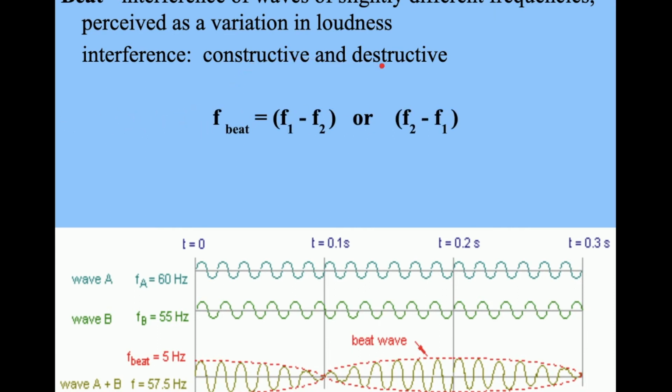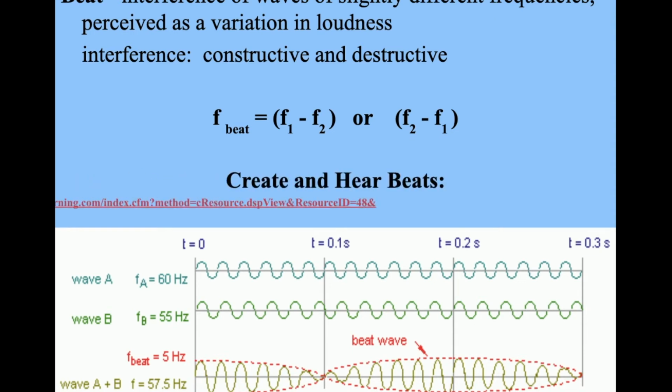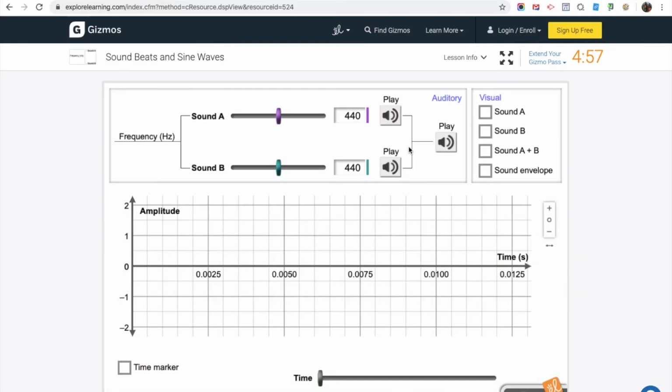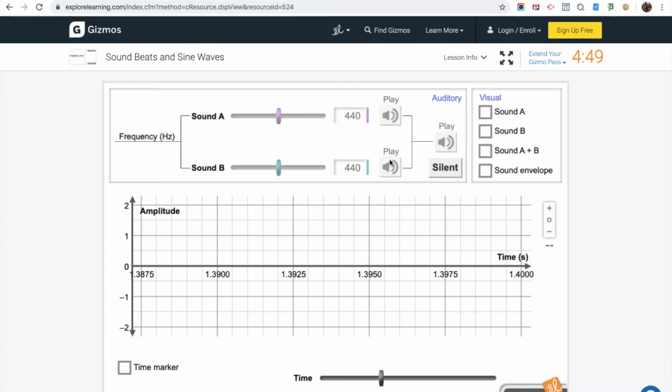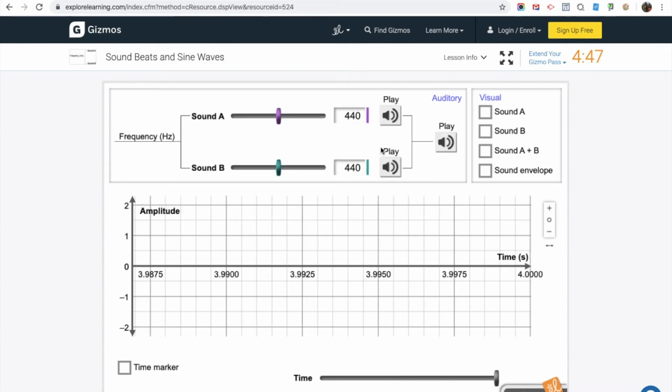The beat frequency, and this equation is not on your reference table, is simply the difference in the two frequencies. So you can say F1 minus F2 or F2 minus F1. So this is a pretty cool application that allows you to hear the beats. On this application, I've got a 440 hertz frequency. I'll hit play. And if I have two 440s, they don't have a difference in the sound.